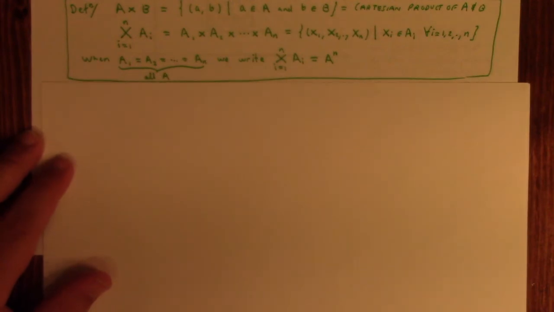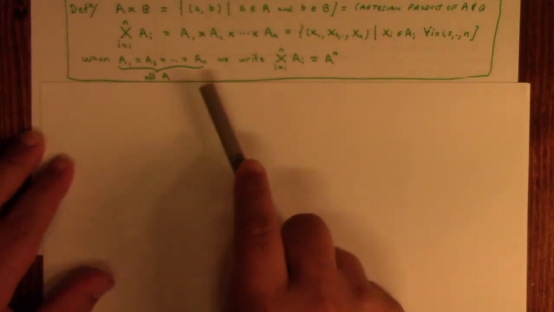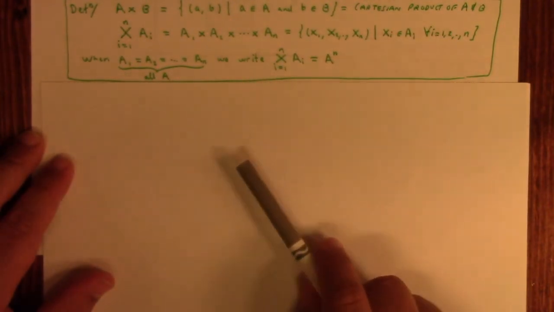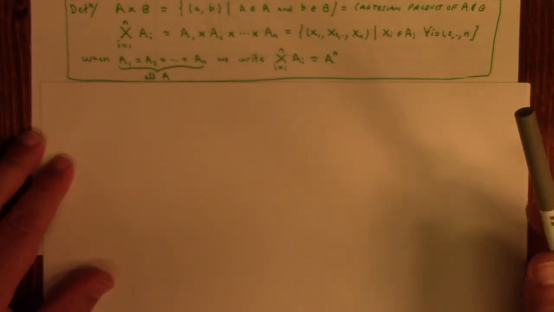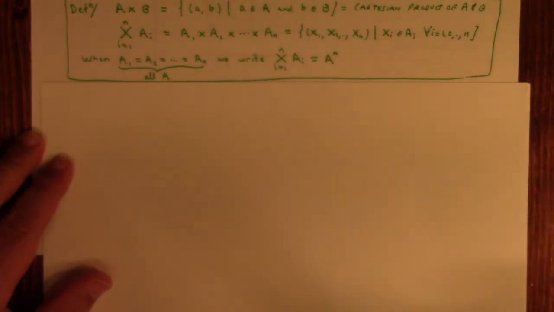And when we do that, when they're all equal to the same set, then we just write A to the power n for that. Like R2 is an example of this. R2 is R cross R, or R3 is R cross R cross R.